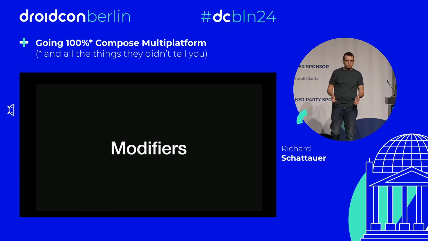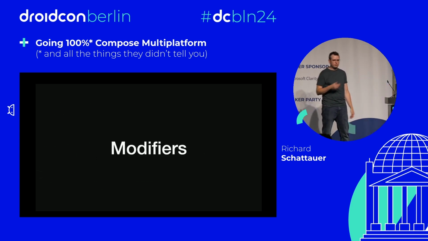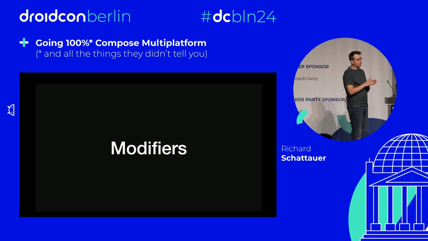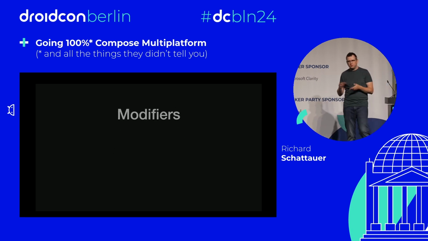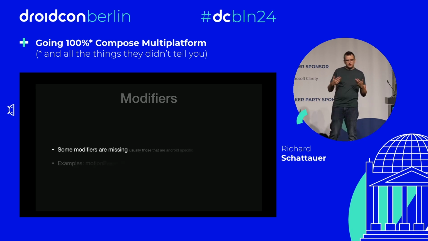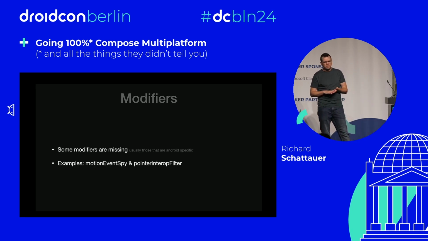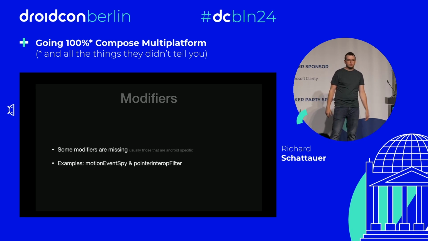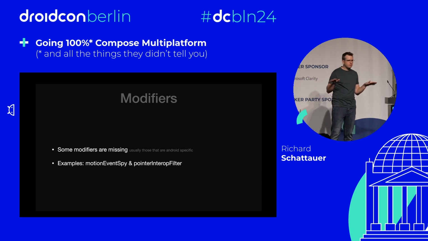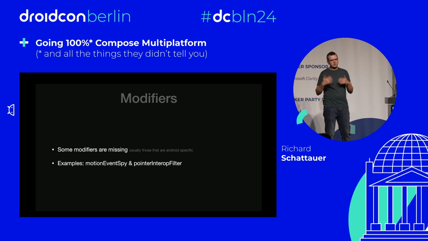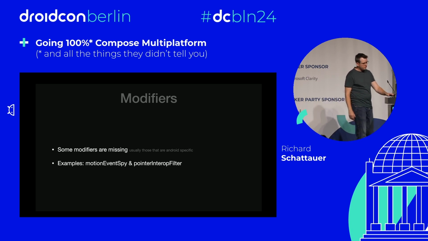You can also assume that the same is true for modifiers, that every modifier that you use is also available in Compose Multiplatform, and you're usually correct. Just some very specific ones are missing, and those are usually system-related. So, for example, there is motion event spy that I'm using to read motion events but not touch them on my children. This is available on Android, doesn't exist on Compose Multiplatform.